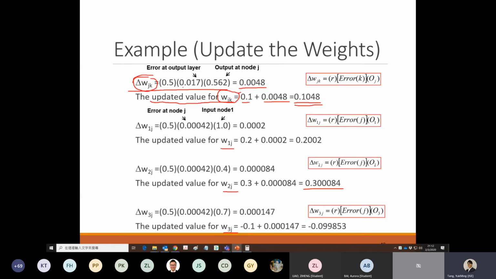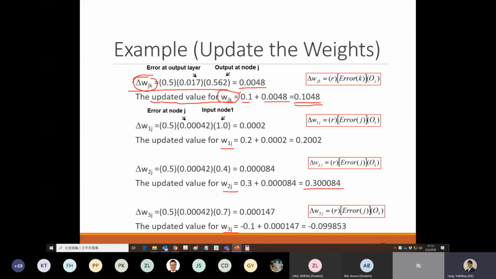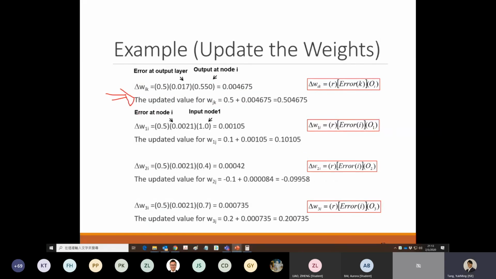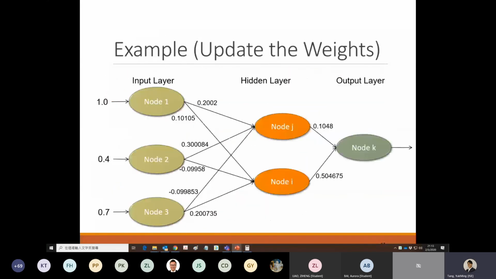So similarly, after you update the values for WJK, you also need to update this value, WIK. By using this equation, we got the answer, this one. After you got the WIK, you also need to update the values for the W1J, W2J, and W3J. And so afterwards, you update this one, and update this one. Okay. You may try by yourself later on. After you update all the weights, you got this one.